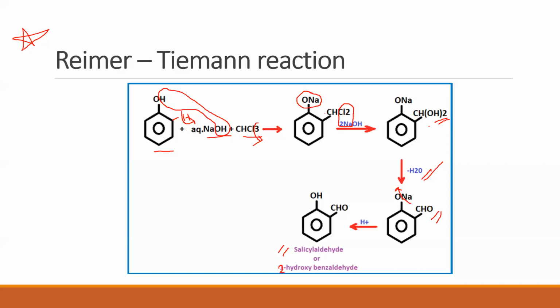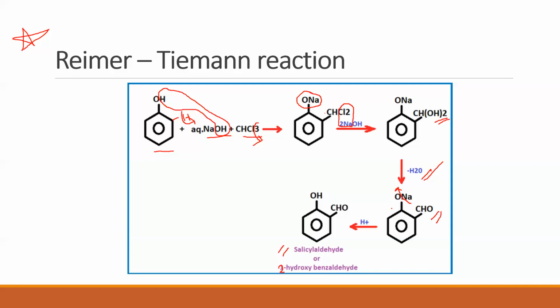In the next step, we just said if any carbon has more than one OH group attached to it, there is always removal of water. So there is removal of water, CHOH twice becomes CHO. In the last step, I need to get back my OH. So for that, I just need to add an acid.